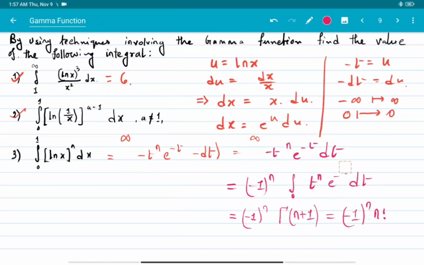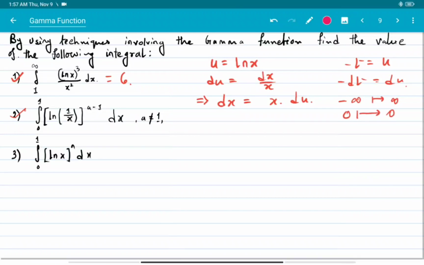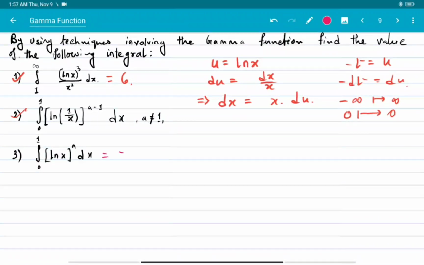So your final answer is minus 1 to the power n times n factorial. Great. So we are done.